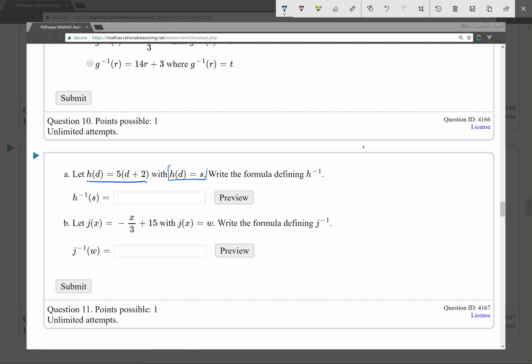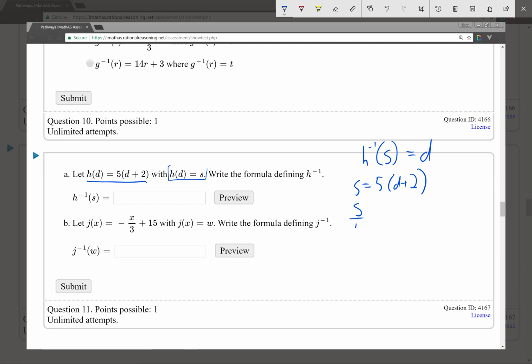First of all, we know that h inverse will take as its input the output of h. So if we look at h, the input is d and the output is s. So h inverse will take input of s and give us an output of d. Now, given our function formula for h, we know that s is equal to 5 times d plus 2. We can solve this equation for d, so let's do that now.